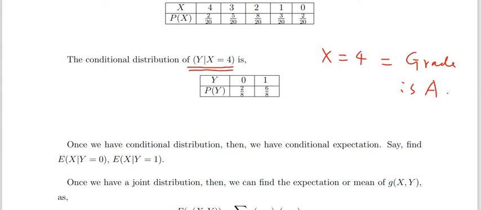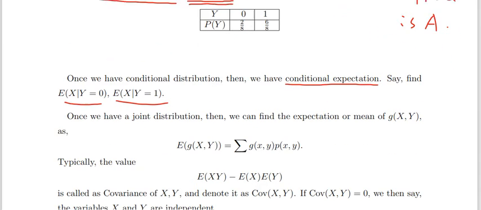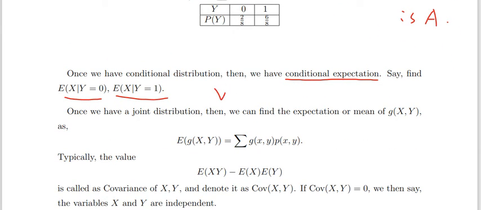Once we have the conditional distribution, we can have conditional probability, conditional expectation, and conditional variance. For example, the variance of X when Y equals 0. Here Y equals 0 means female, so for female students we check the variance of their grades, or of their GPA.